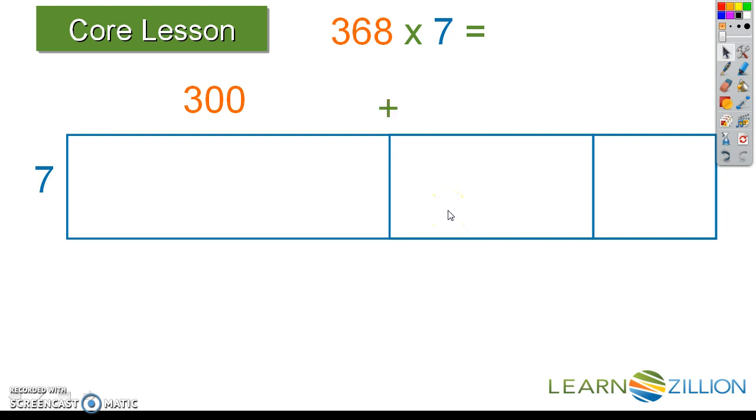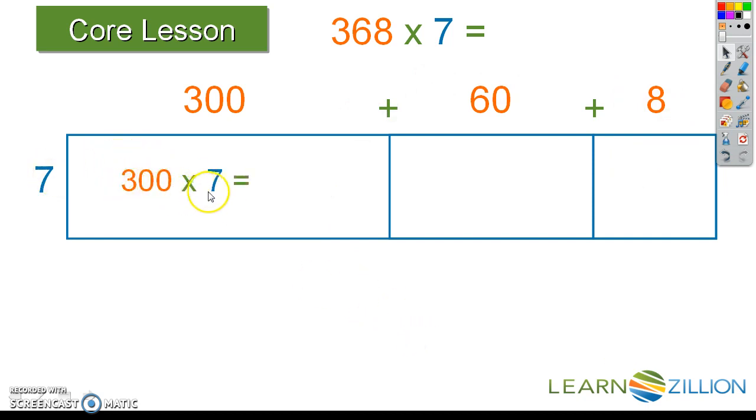Then you put a plus sign. 60, because the 6 is worth 60, so you have to use your knowledge of place value for the area model. And lastly, you put an 8 because the 8 in the ones is just worth 8. So really, you're doing expanded form on the top. 300 plus 60 plus 8 is 368. The reason you have this space is so you can do your multiplication here, and you'll see why in a second.